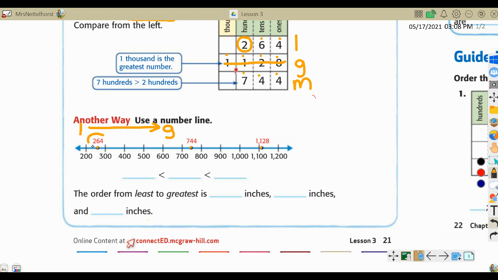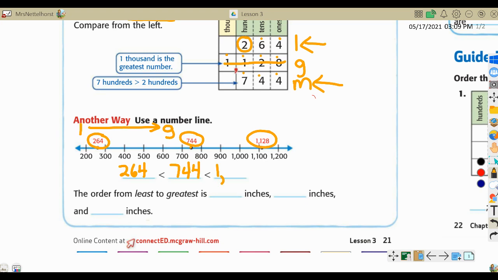So here we can see that 264 is the least here. We also decided it was the least here. So we're going to put 264 here. Okay, then the middle number is 744, which we had already decided up here. And our greatest number is 1,128, which we also decided up here, but we had crossed it out because we wanted to ignore that one. We were comparing the other two.